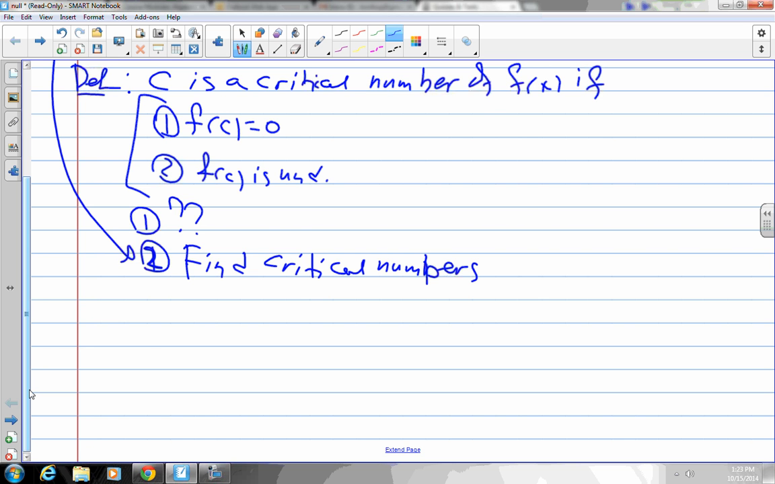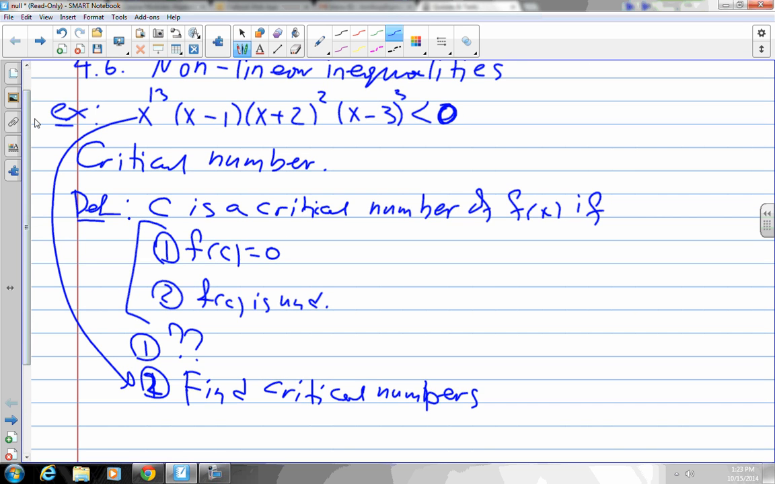In this problem, we can just go straight for finding the critical numbers. Since this is a polynomial, it only has zeros. It doesn't have any asymptotes, right? So what are the zeros of this polynomial? 0, 1, -2, and 3, right? So these are the potential points where the sign of the function changes. Or in other words, I can just grab this function.